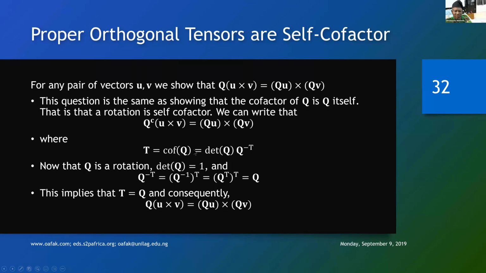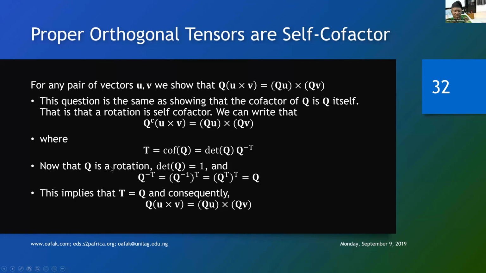We know that cofactor is just the determinant of Q multiplied by the transpose of Q inverse. Now, if it is proper orthogonal, then the determinant is 1, and since the inverse is the same as the transpose, the cofactor is Q.